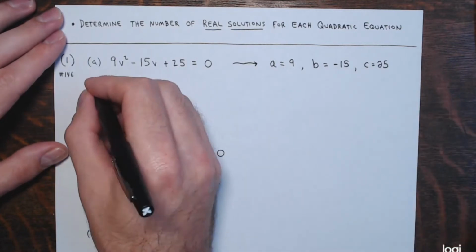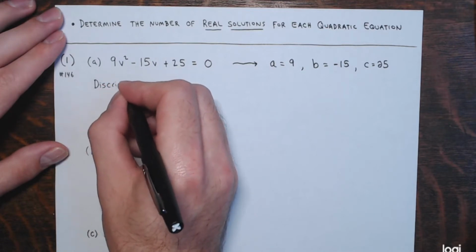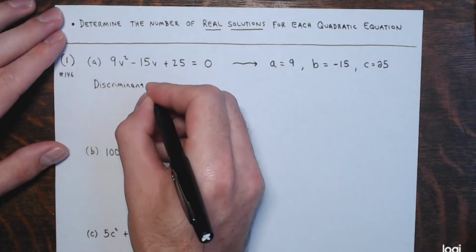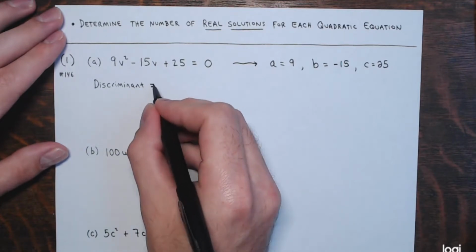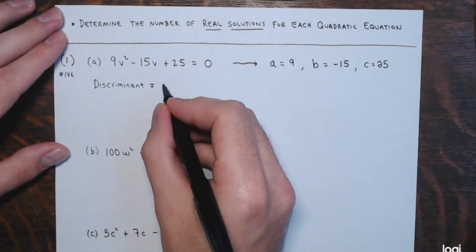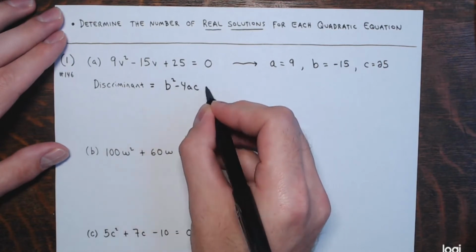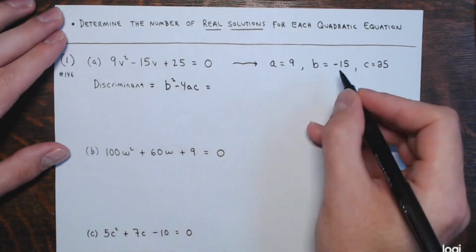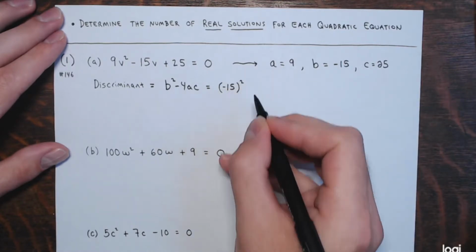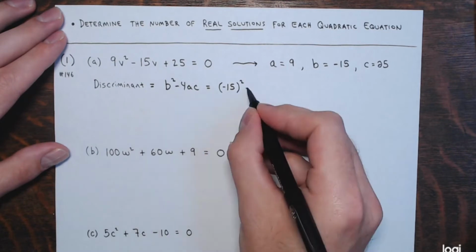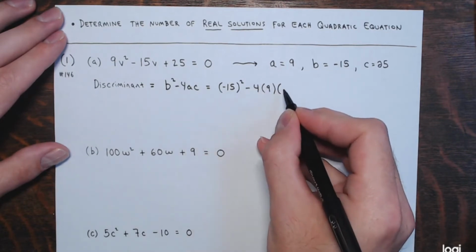So now I just find the discriminant. I'll write it out again. The discriminant is that expression under the square root in the quadratic formula. That's b squared minus 4ac. So I'm just plugging in these values now. Negative 15 squared, minus 4 times a, times 9, times c, 25.